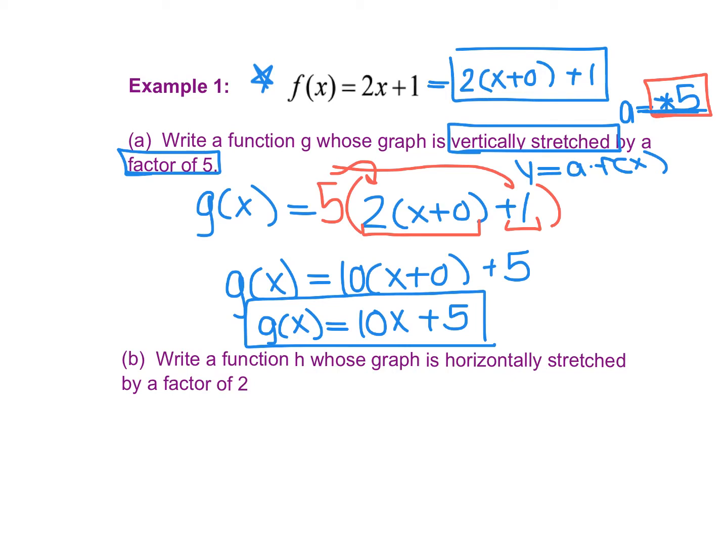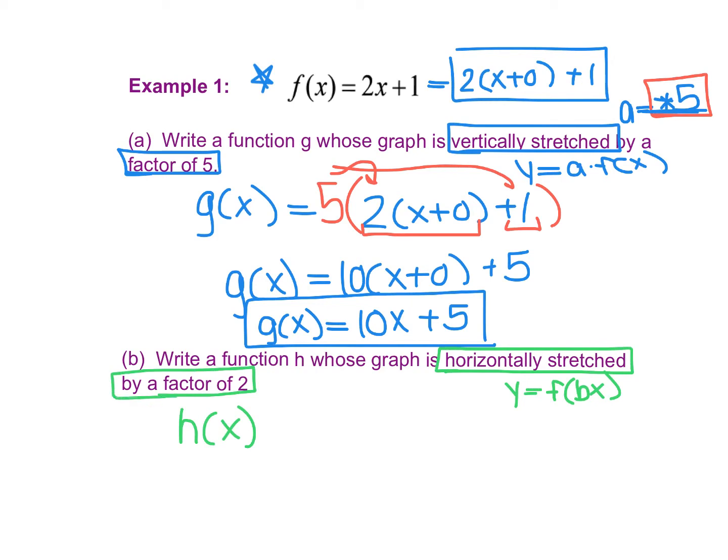Now if we look at the second example here, it says write a function h whose graph is horizontally stretched by a factor of 2. Now remember, when we looked at the notes on the previous slide, we're going to take some value b and multiply it by x. But remember, b isn't just 2 in this case. Horizontal stretches work a little bit differently. So in order to calculate what our b value is going to be, it's going to be equal to 1 over our factor, because they are reciprocals of each other. So in this case, our factor is 2, so our b value is 1 over 2.